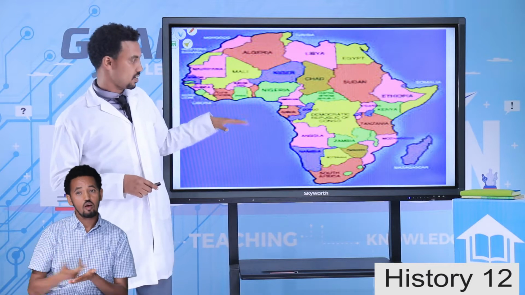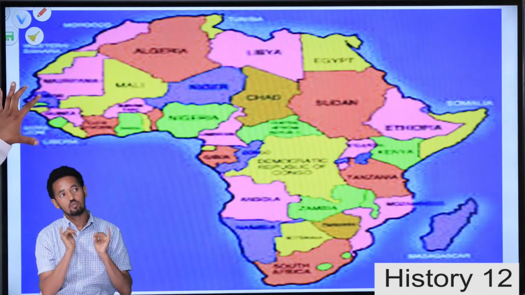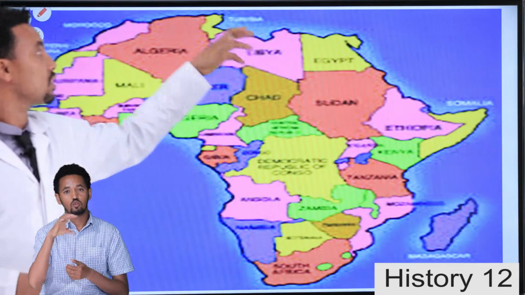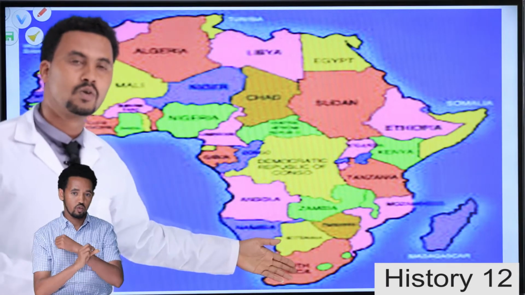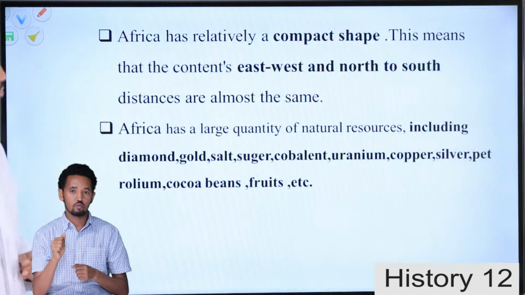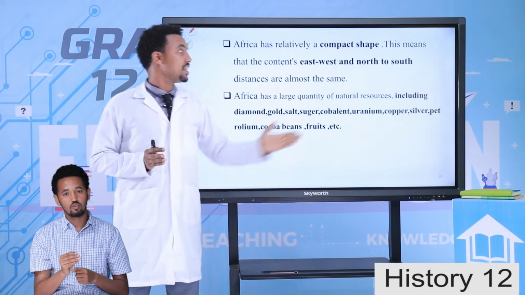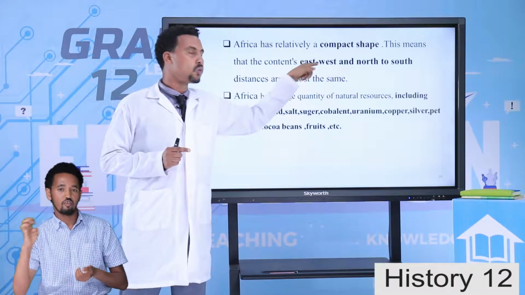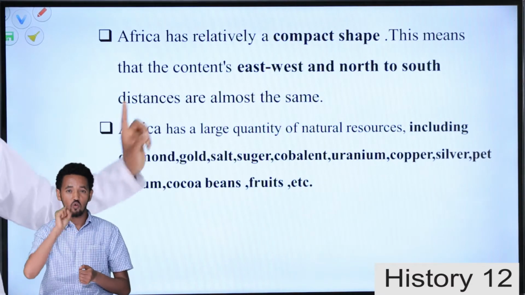This is a map of Africa. The western part consists of this area in Senegal, and the eastern part extends up to Somalia, and the northern part is around Tunisia. In the south, the Republic of South Africa. Africa has a relatively compact shape. This means the continent's east to west and north to south distances are almost the same.